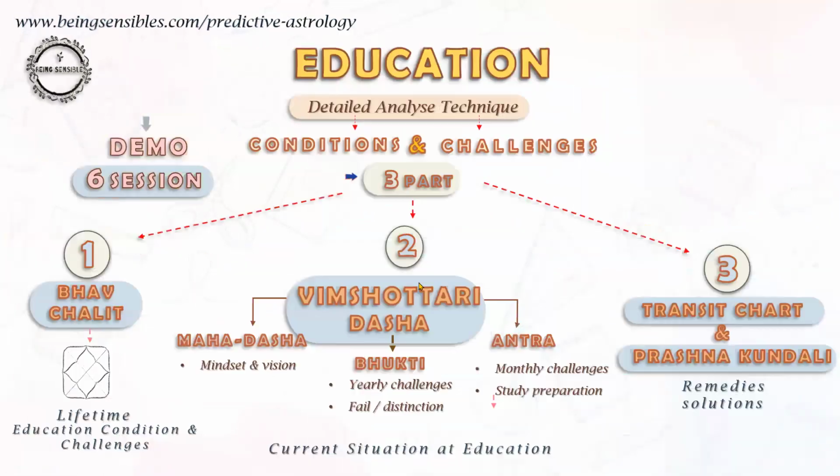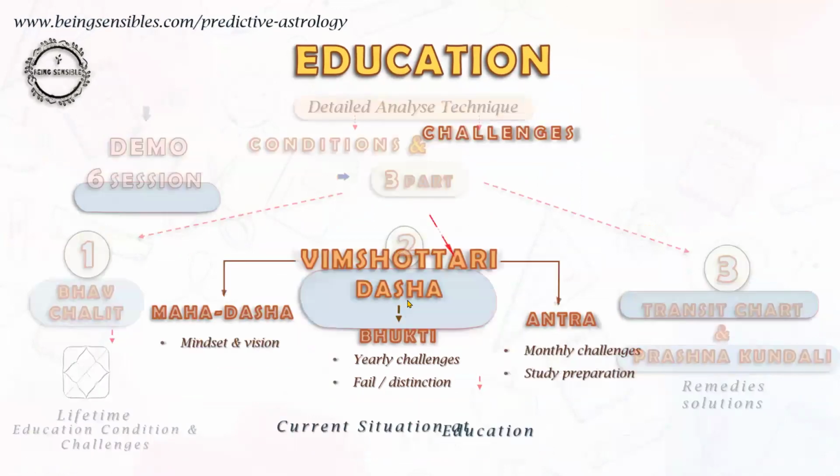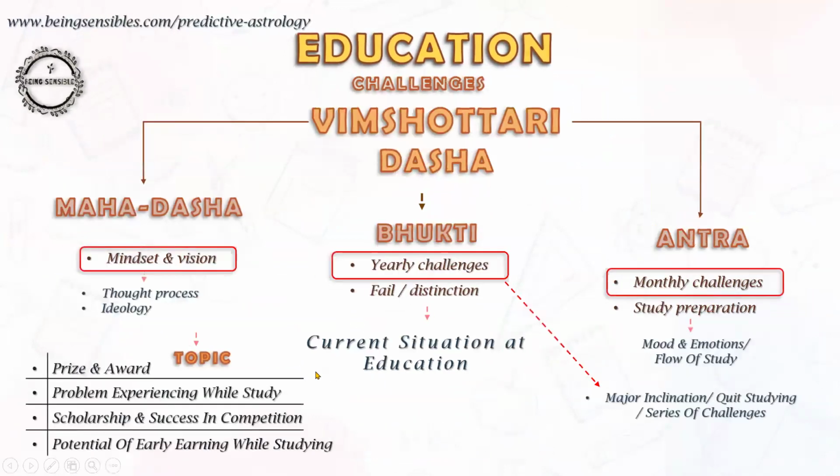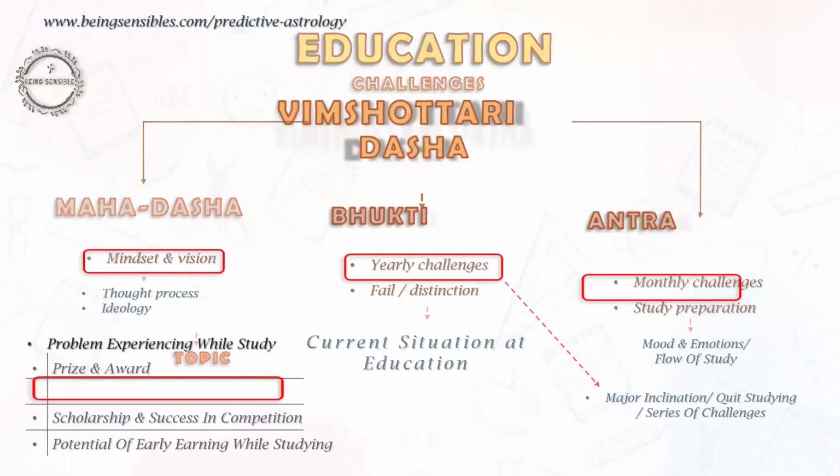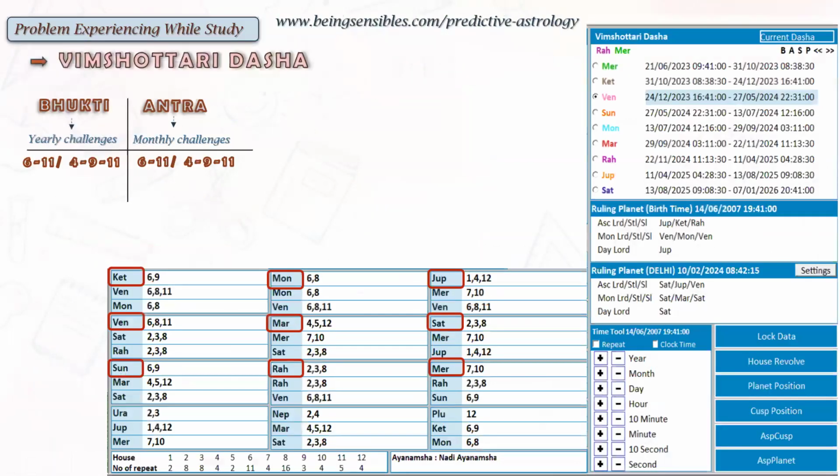So now we come to the second part, which would be Vimshottari Dasha, which helps us understand the yearly and monthly challenges of the child. Again, I'm picking up the problem of experience while studying. With the Vimshottari Dasha concept, you get an idea about the continuous challenges that will be experienced by the student or learner.